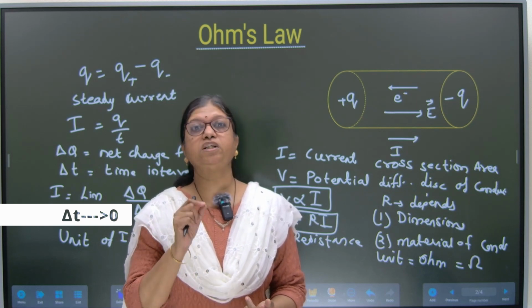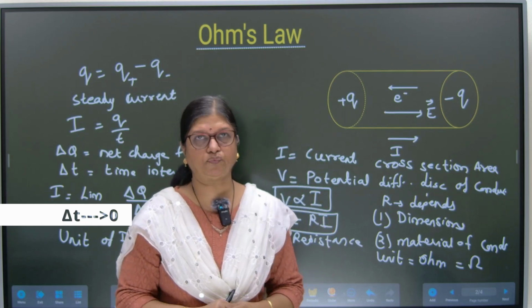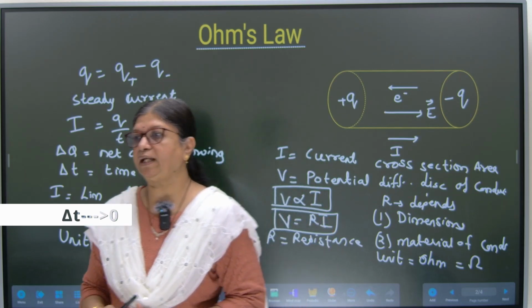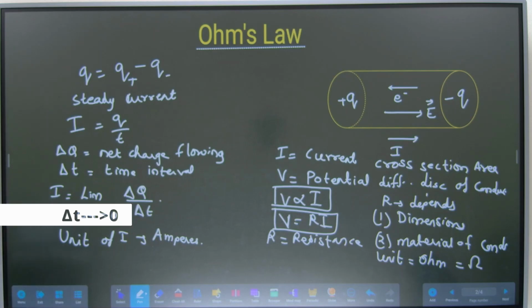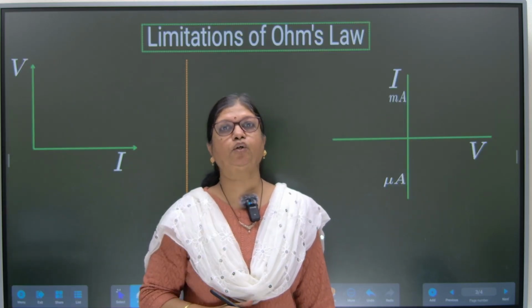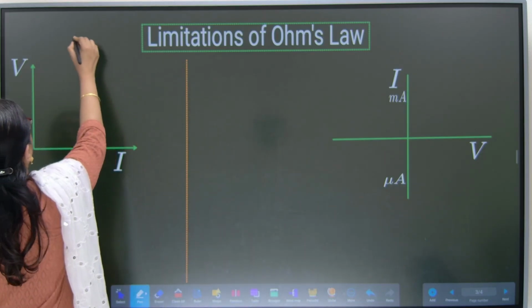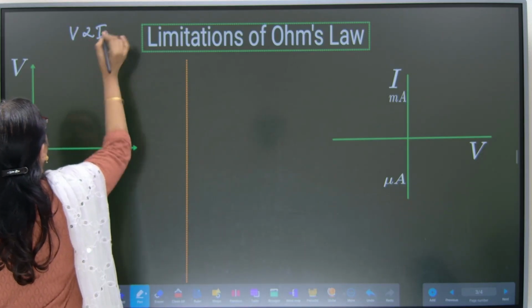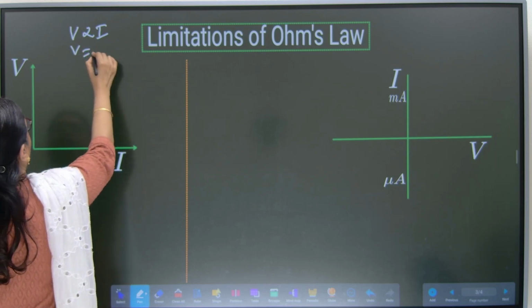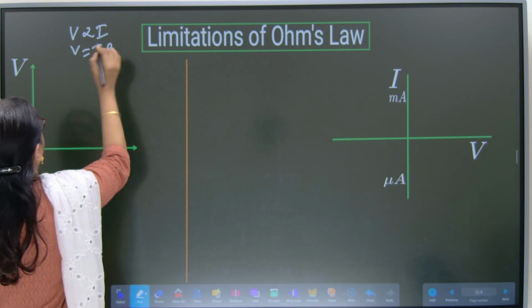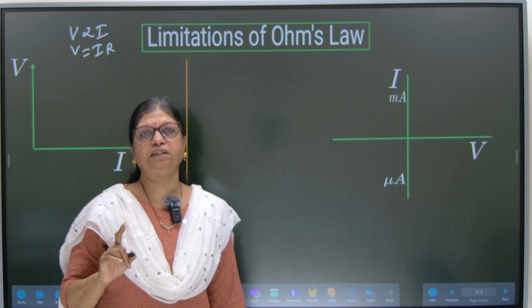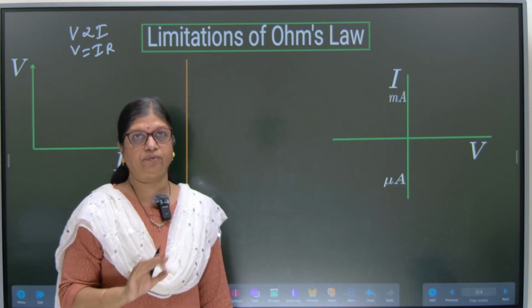Where we shall discuss the limitations of Ohm's law. Take a pic and understand this concept very clearly. Now we understand the limitations of Ohm's law. Let us go to the first limitation. Before that, let us rewrite Ohm's law as the formula and the proportionality, which states that the potential difference is directly proportional to the current.